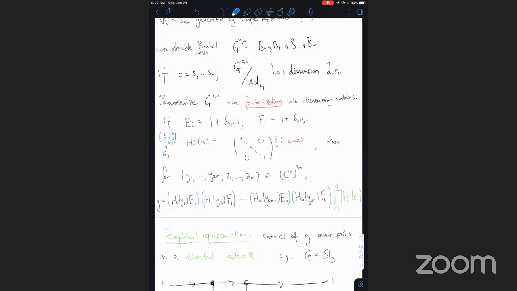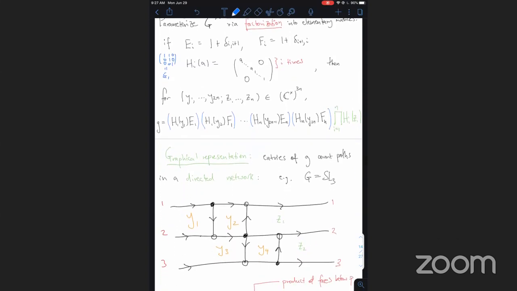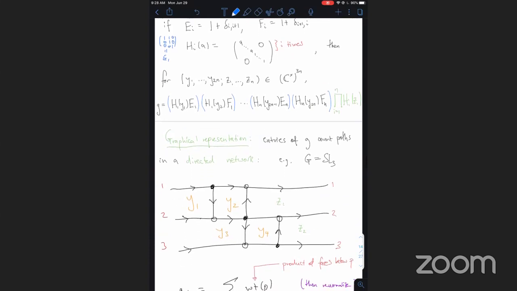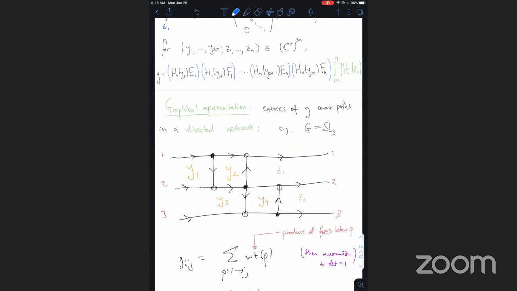And then at the end, we stack a product from i equals 1 up to n of h_i(z_i). This probably looks a bit unenlightening, but a much clearer way to think about it is using a graphical representation, representing entries of this matrix as counts of paths in a directed network. Let me draw a picture of the network for SL3. It'll be completely clear how it generalizes to higher rank.